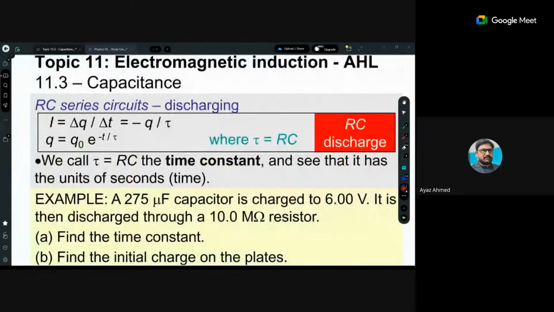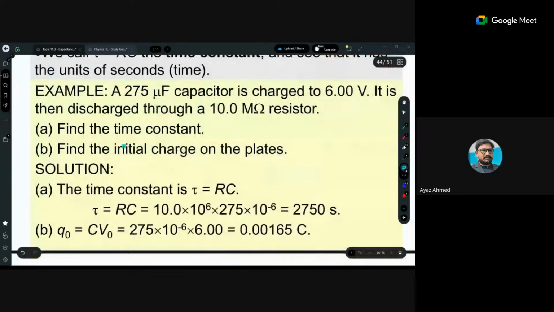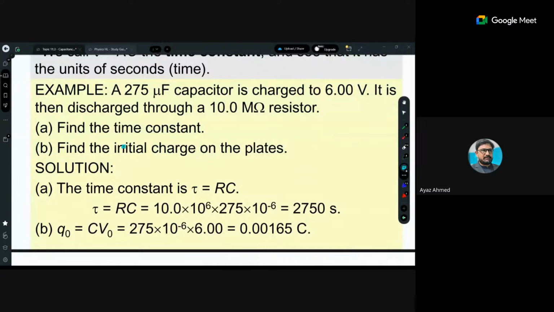If we write the equation in terms of charge, Q is equal to Q naught times e to the power minus t by RC. In this solution, we have calculated the RC time constant. The RC time constant is basically the product of resistance and capacitance. Here we had a resistor of 10 mega ohm, 10 into 10 power 6, and capacitance was 275 into 10 power minus 6. So minus 6 plus 6 is gone, and it was 2750 seconds. 2750 seconds would be taken for your capacitor to charge to 67% of that.